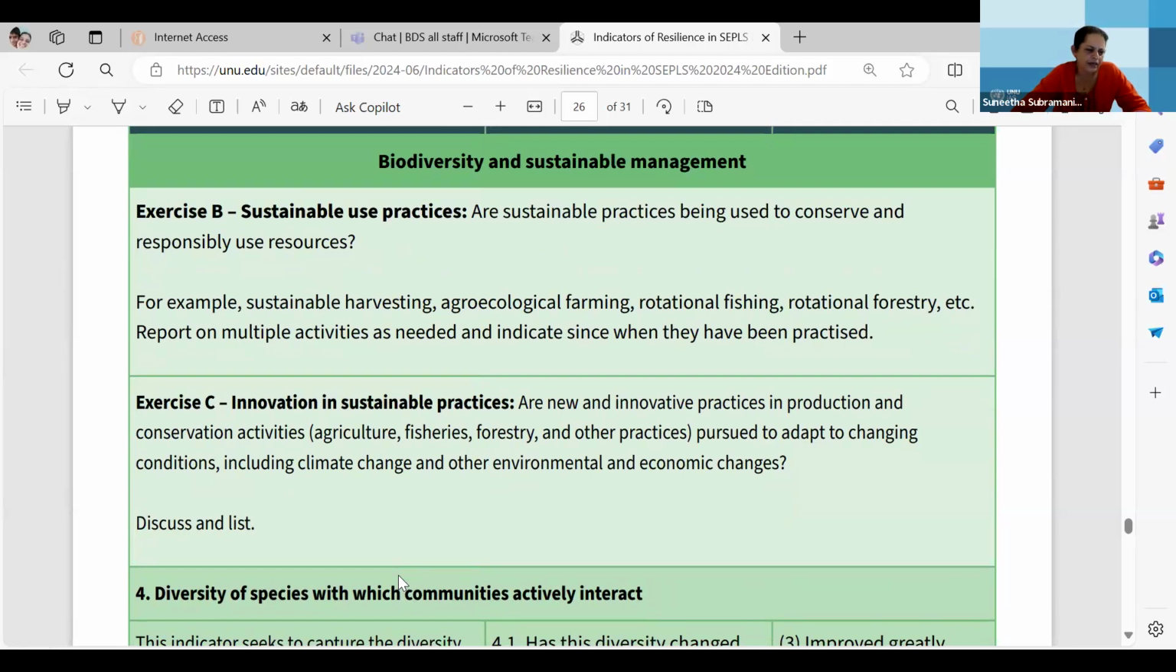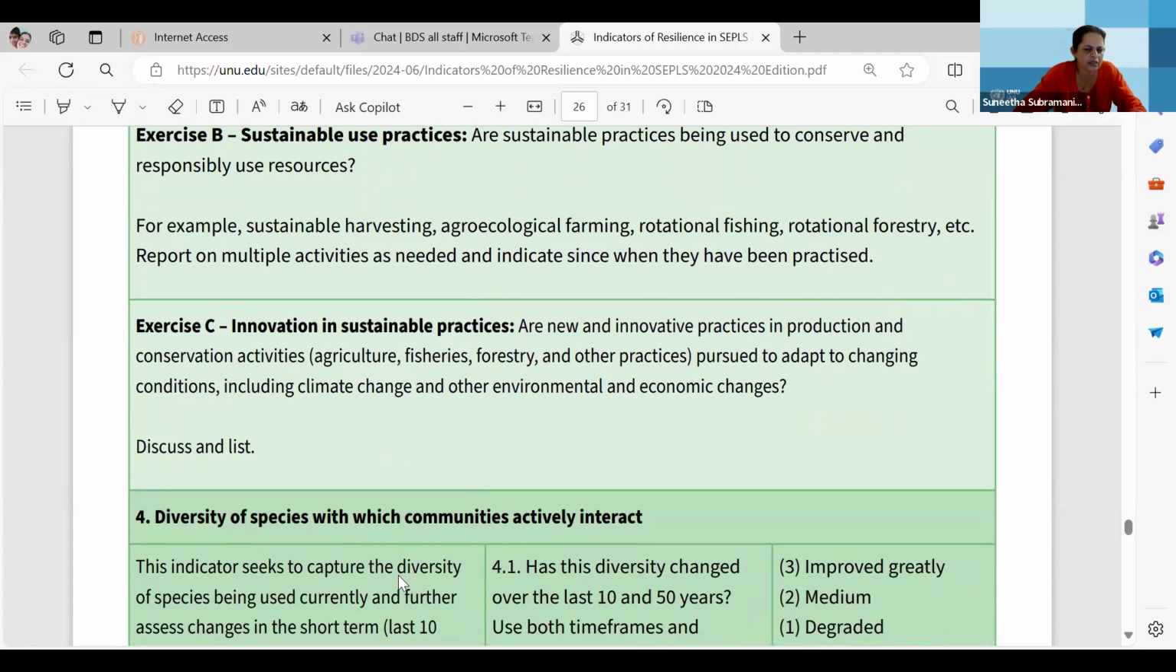And these depend again on context. For example, it could be sustainable harvesting practices, agroecological farming, or rotational practices. So there could be multiple activities because of the mosaic nature of a landscape. And so the suggestion is to report on these different activities as they are, and to indicate since when they've been practiced. So it's also to see the level of knowledge that is there within the community to sustain these practices.